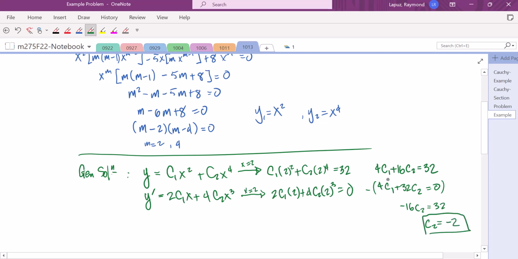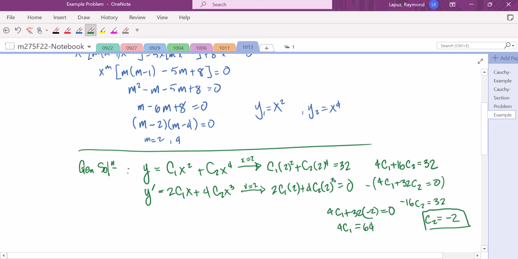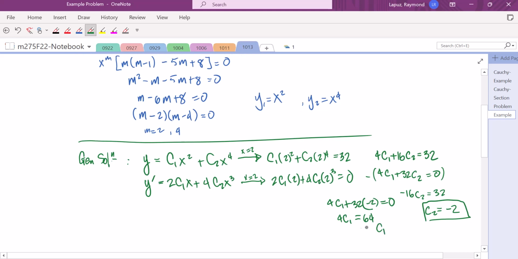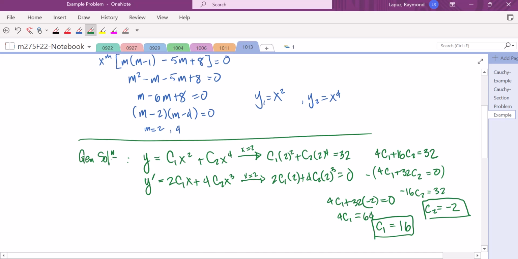And then put that into either equation. This one has a 0, so put it in there. 4c1 plus 32 times negative 2 is equal to 0. So 4c1 minus 64, and bring it over to the other side, it'll be positive 64. And then we're going to get c1 to be 64 divided by 4, so I believe that's going to be 16. And then there we have it.